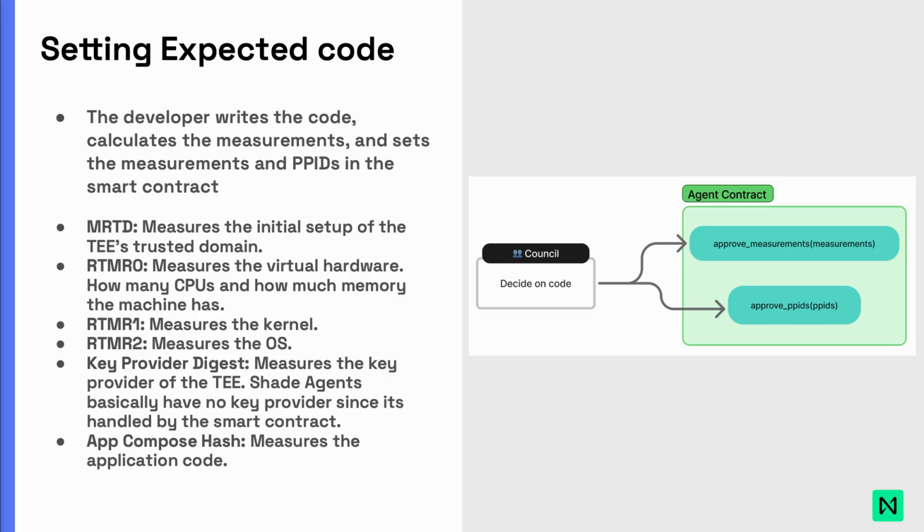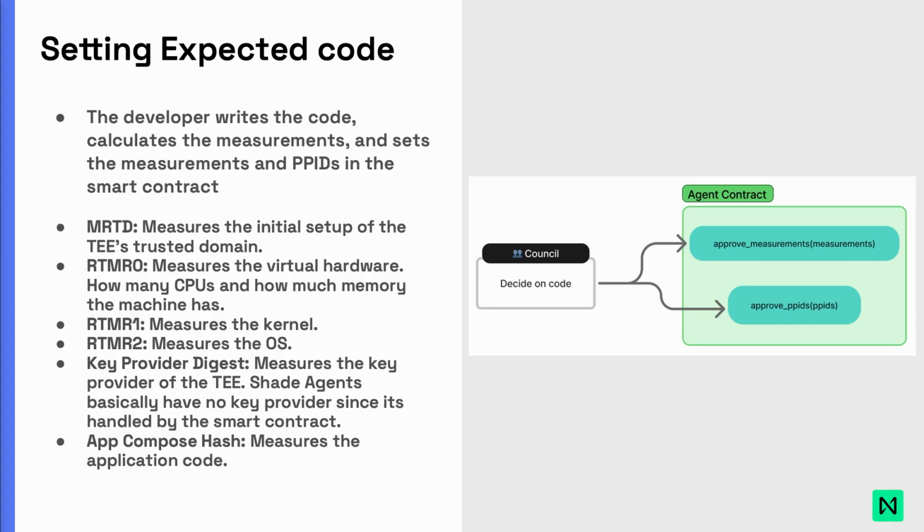So they calculate these measurements and they upload this to the smart contract. And they also upload a thing called a PPID, which defines which physical machine it's running on. Because with trusted execution environments, it's actually quite critical to run them in secure locations because of side channel attacks.